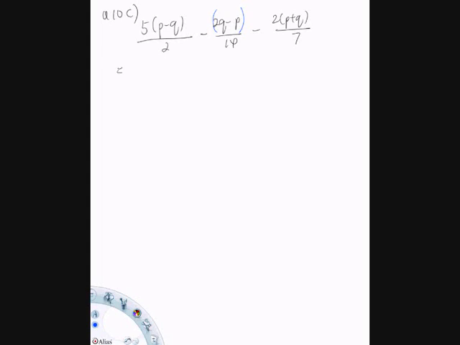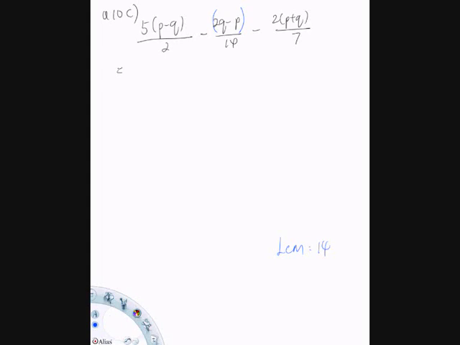The second thing to do after you have put brackets is to make the numbers in the denominators the same. In this case, you have to find the LCM. So the LCM will be 14. My objective is to make the denominator 14.